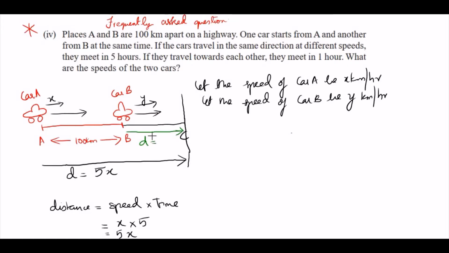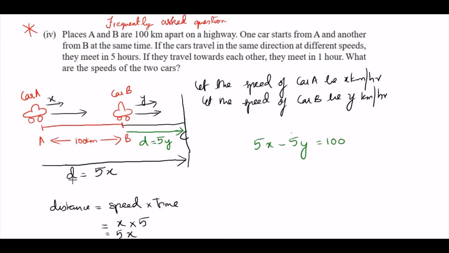Car B travels this much distance, that is speed into time. So here the speed of car B is y and the time taken to reach here is 5. So 5y. Maybe this car is slow. This is traveling with a higher speed. That is why it travels a greater distance in 5 hours. But this car travels a lesser distance. That is, it has a low speed. So distance is equal to 5y. Now from this you can write the relation using distance as a parameter. That is, 5x minus 5y is equal to 100.